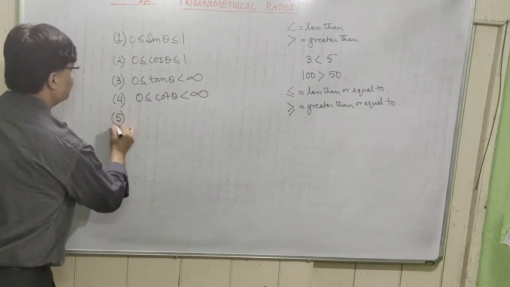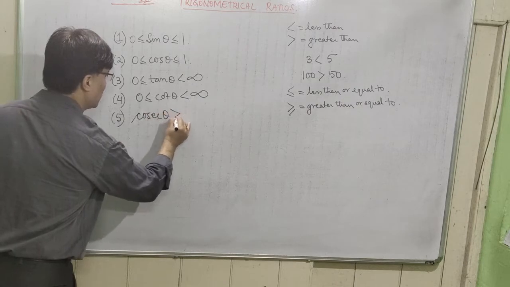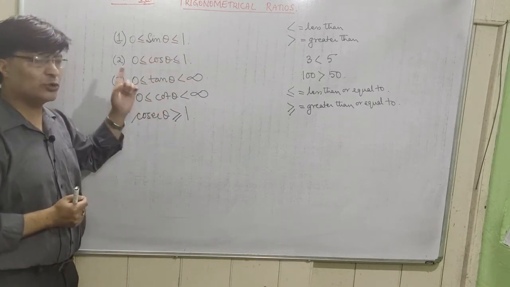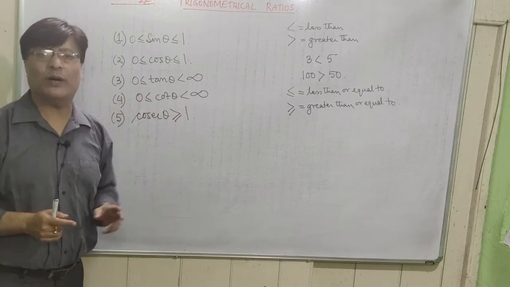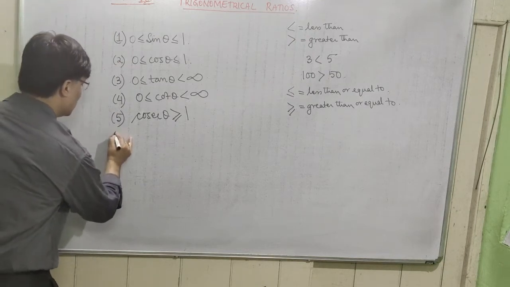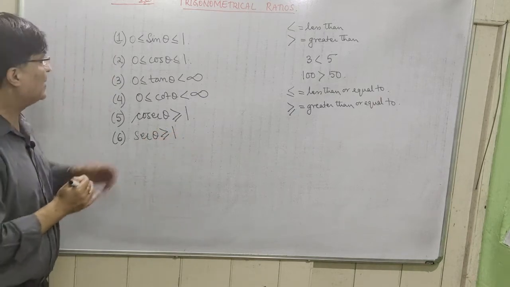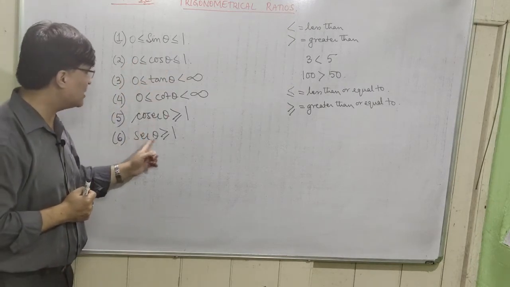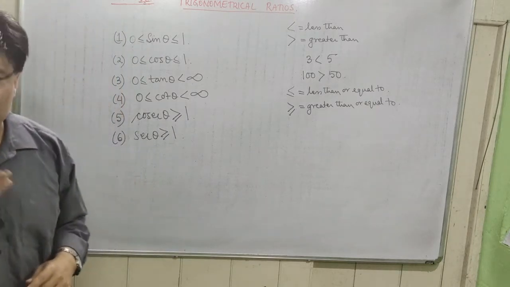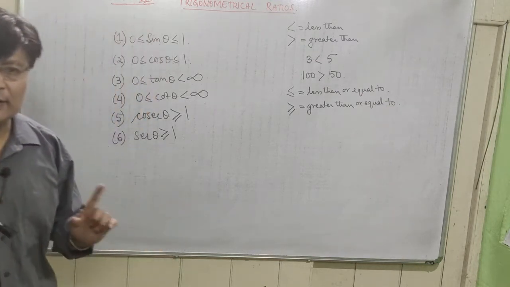And next, number 5, cosec theta. Cosec theta must always be greater than or equal to 1. If sin theta lies within 0 and 1, then cosec theta should not lie within 0 and 1. It should be greater than or equal to 1. Okay? And number 6 also, the value for sec theta should be greater than or equal to 1. And cos theta lies between 0 and 1, so sec theta should not lie between 0 and 1. The value of sec theta must be greater than or equal to 1. Sec theta may be equal to 1 and may be greater than 1, but it should not lie within 0 and 1.